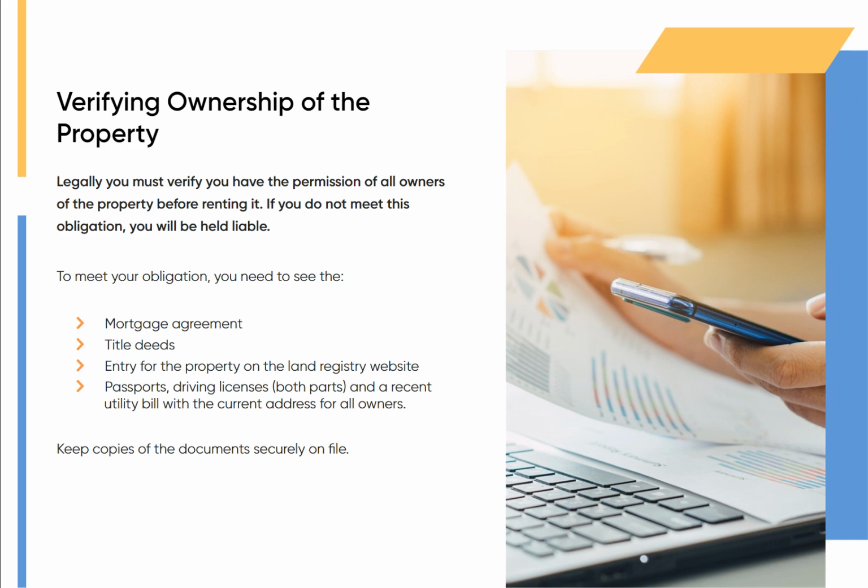To meet your obligation, you need to see the mortgage agreement, title deeds, entry for the property on the Land Registry website, passports, driving licenses, both parts, and a recent utility bill with the current address for all owners. Keep copies of the documents securely on file.